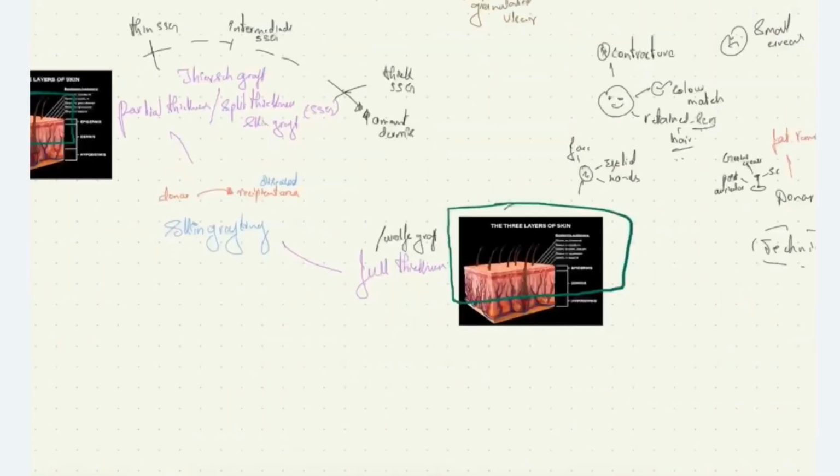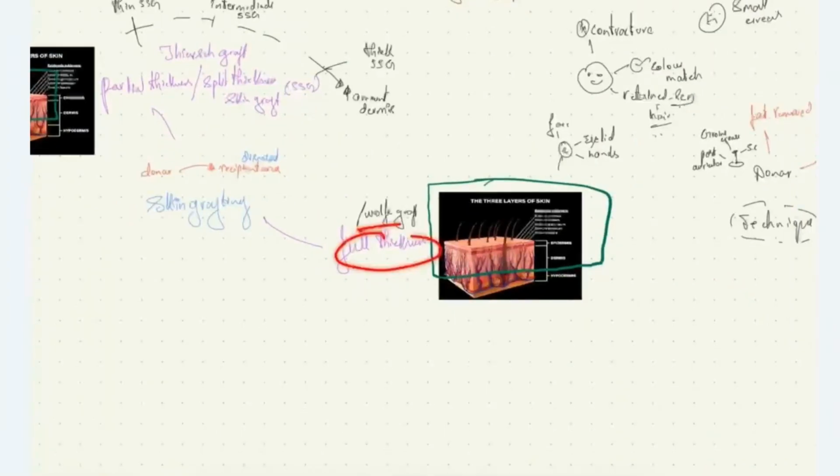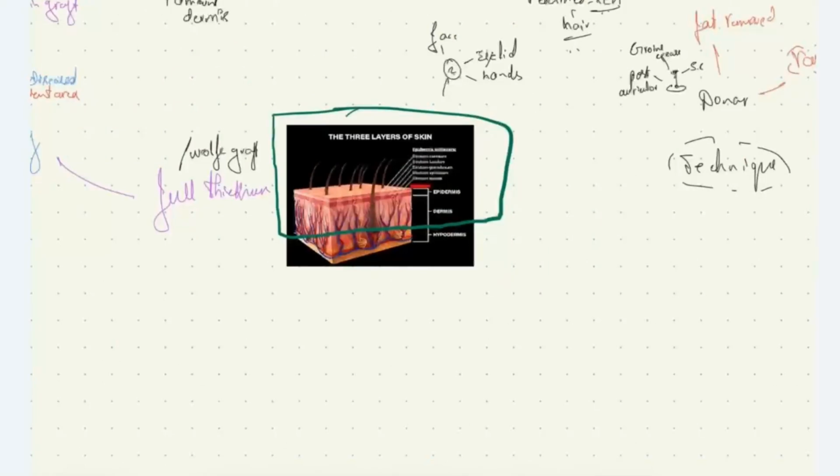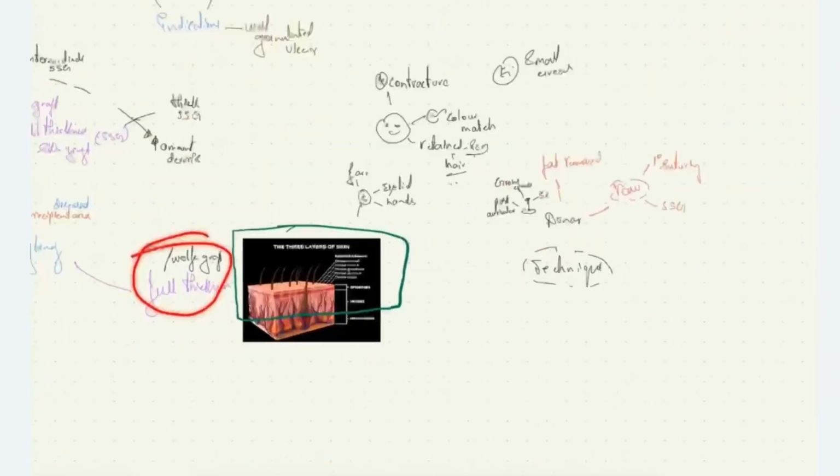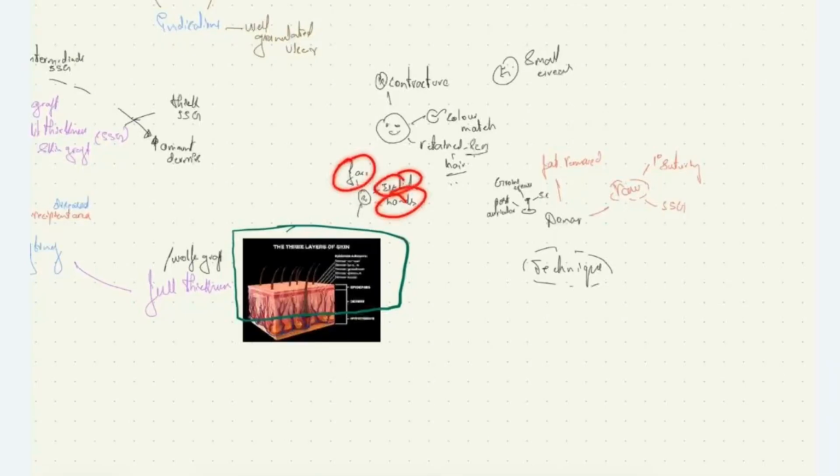Now, what is full thickness or Wolfe grafting? In this, as I already told, the full thickness of epidermis along with the full thickness of dermis is taken from the donor and transferred to the recipient. Full thickness grafting is done only in the face, if the recipient has disease in the face, eyelids, and hands. Why this partiality to these areas? Because we can't afford contracture in the face. It is cosmetically not acceptable to have contracture in the face.